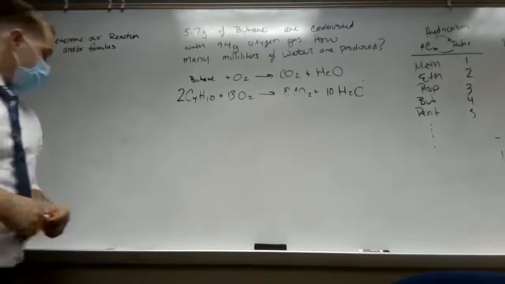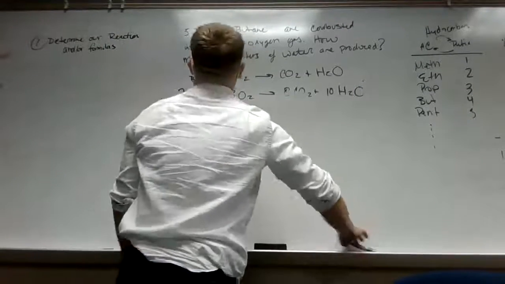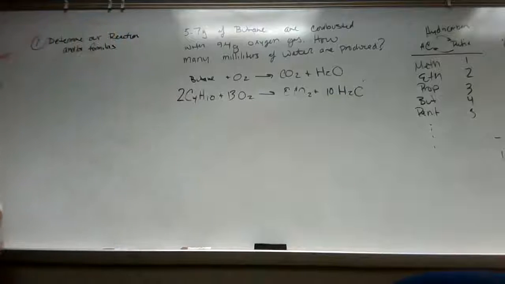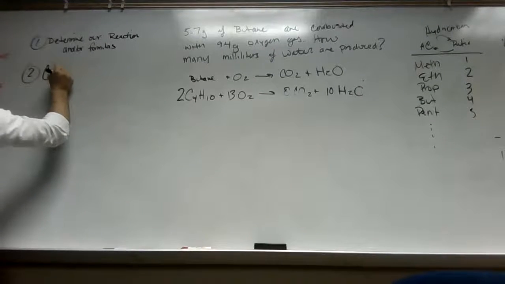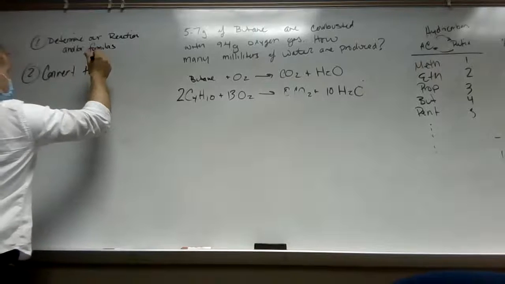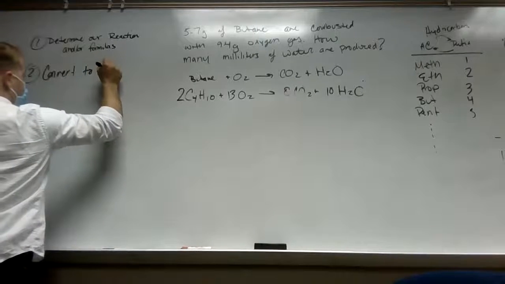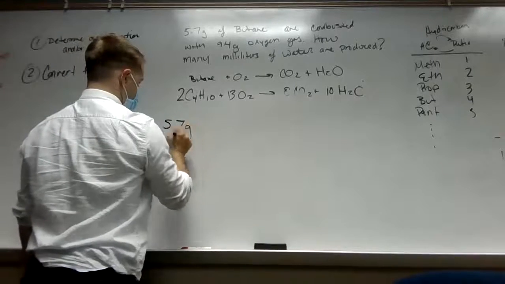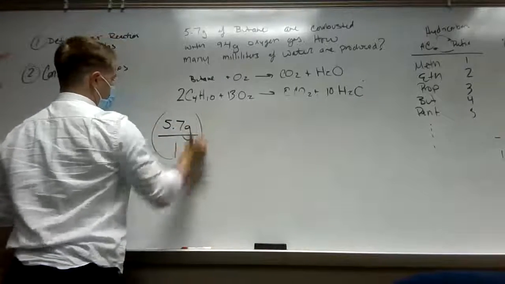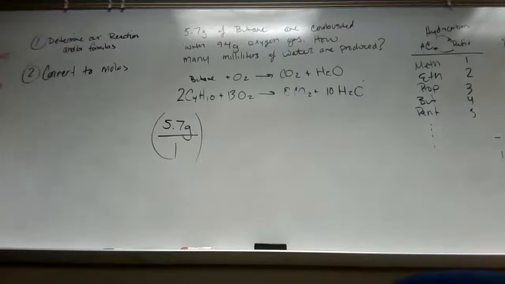So, we are told that we have 5.7 grams of butane. How are we going to convert that to moles of butane? Molar mass. How do we determine the molar mass of something? 5.7 grams of butane.